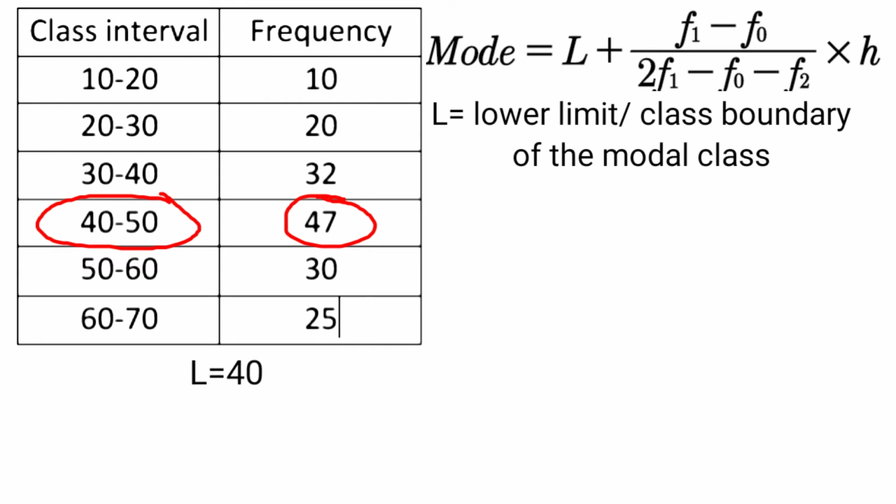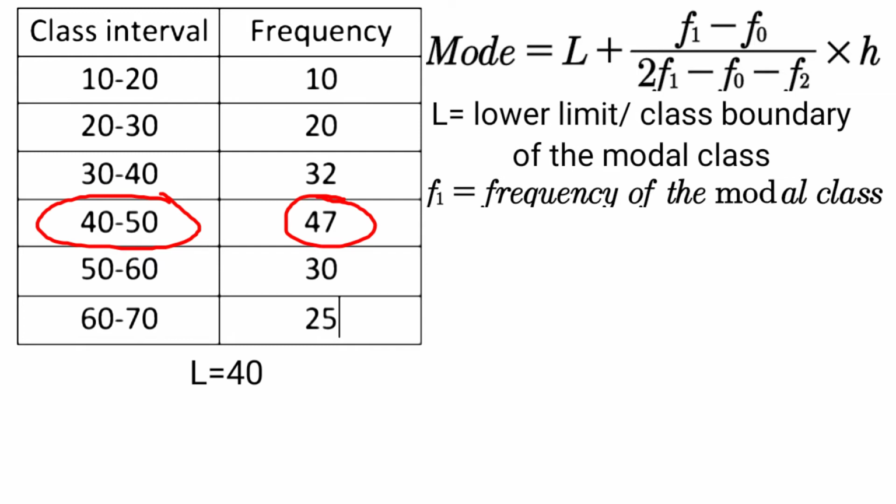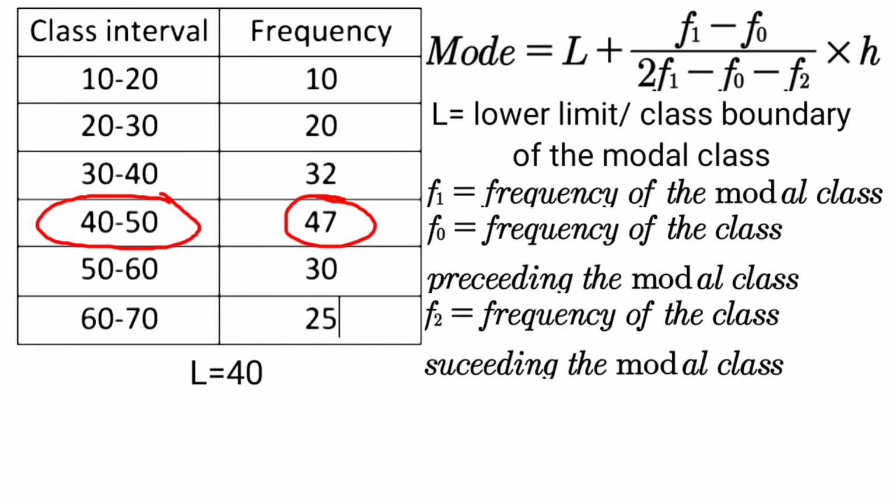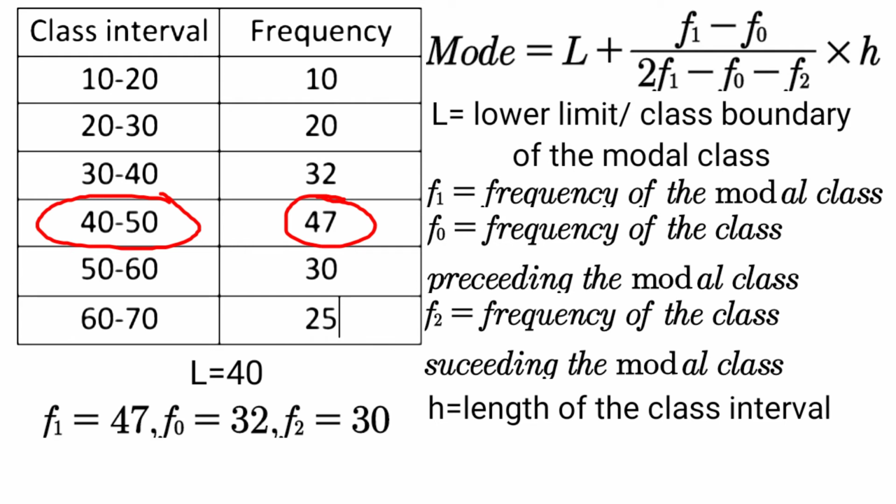Now the next value, F1. F1 is the frequency of the modal class. Then F0 will be the frequency of the class preceding the modal class, and F2 will be the frequency of the class succeeding the modal class. H is the length of the class interval. Here F1 value will be 47 because it is the frequency of the modal class. Then F0 will be 32, F2 value will be 30, and H is the length of the class interval. Therefore H equals 10.